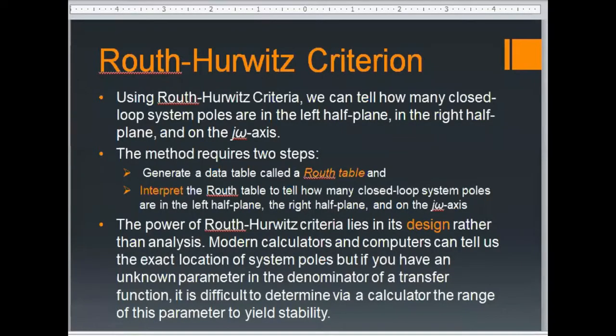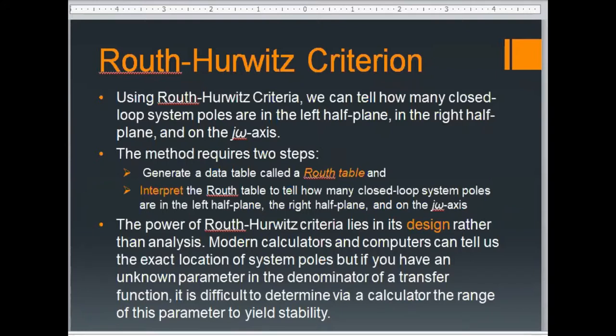The Routh-Hurwitz criteria was developed way back in 1905. It tells us how many poles are in the left half plane, how many poles are in the right half plane, or how many poles are along the jw axis. If you have a given system, it may have a certain number of poles.